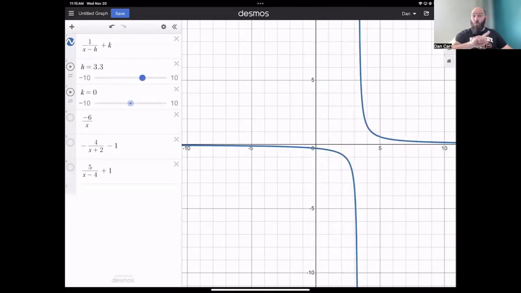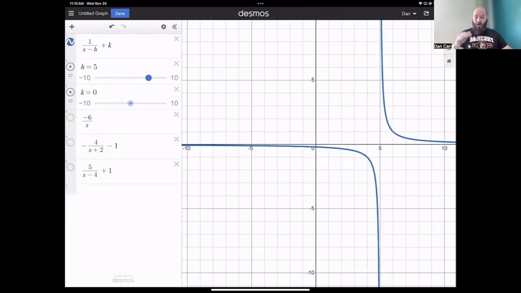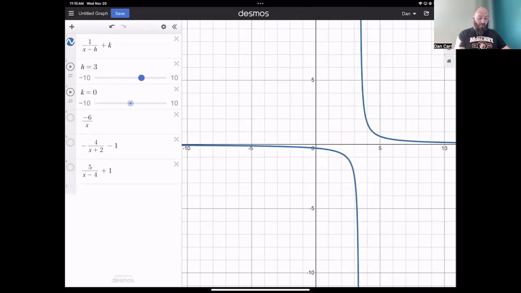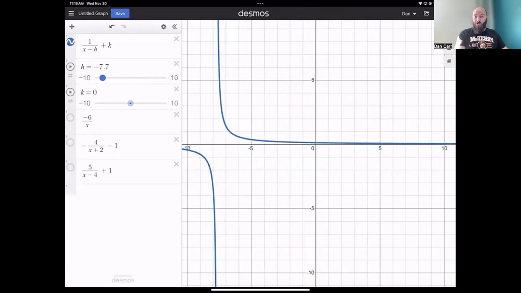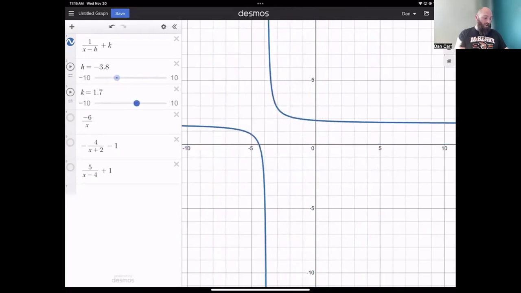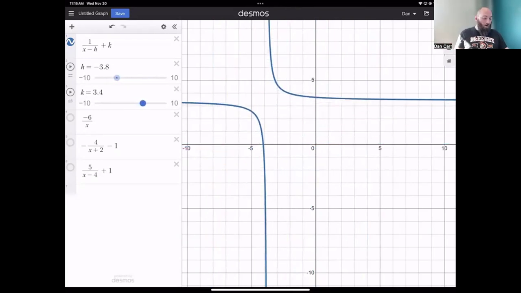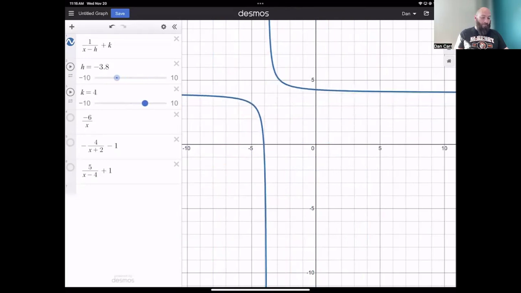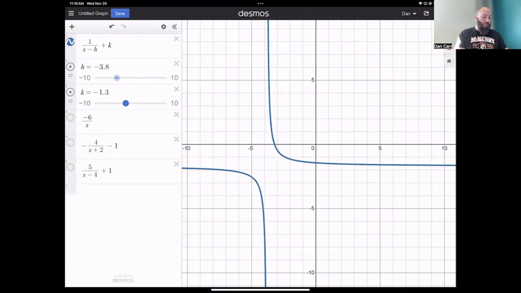But then if I make h a positive number, so something like this is x minus 2, the whole thing shifts to the right. So x minus 2 means it moves 2 to the right. And then if I go the other direction, which turns into like a plus 8 here, that moves it to the left. Then I can also go up and down. So this is going up 4-ish, like right there. It goes up 4. It's a plus 4 at the end, or I can go down.